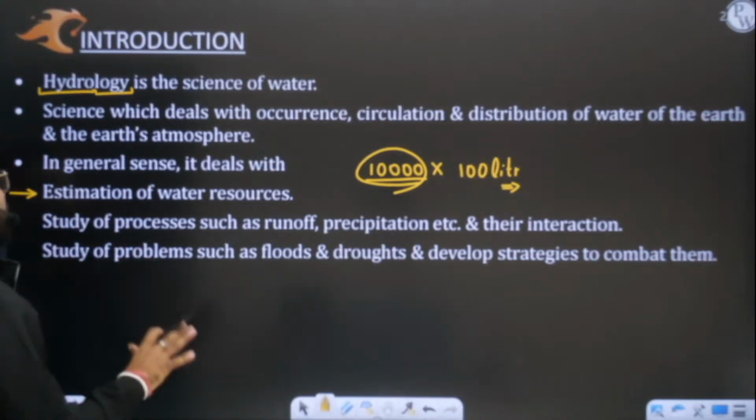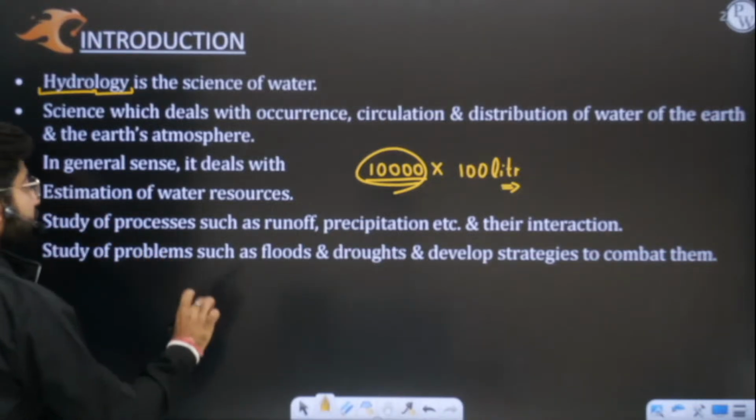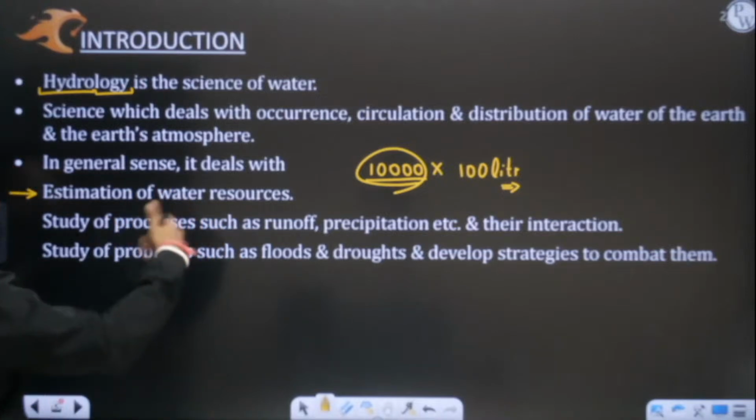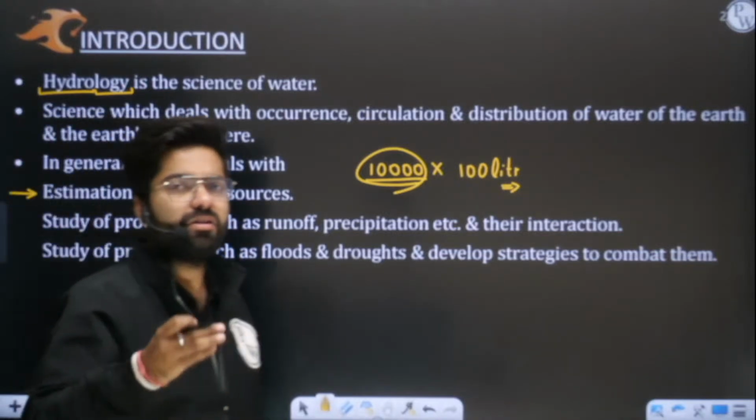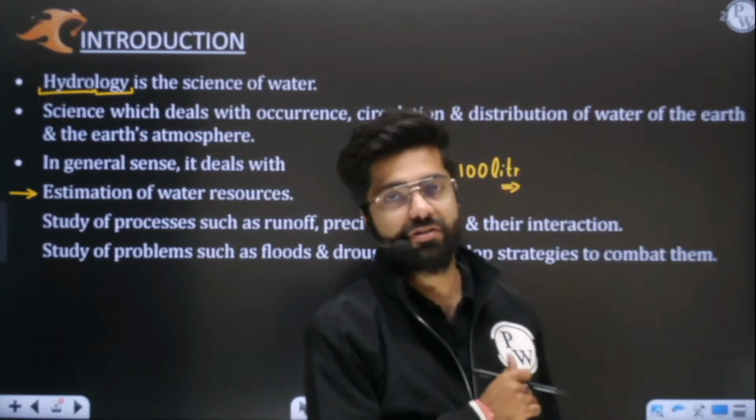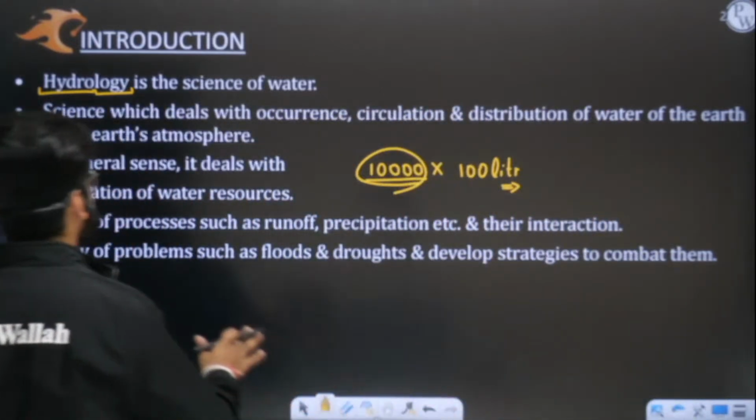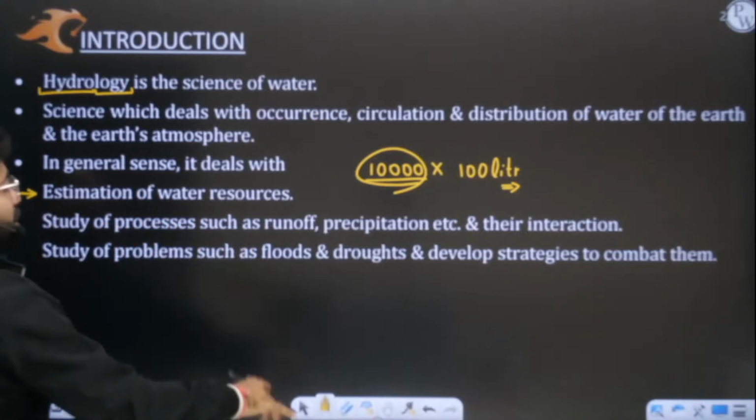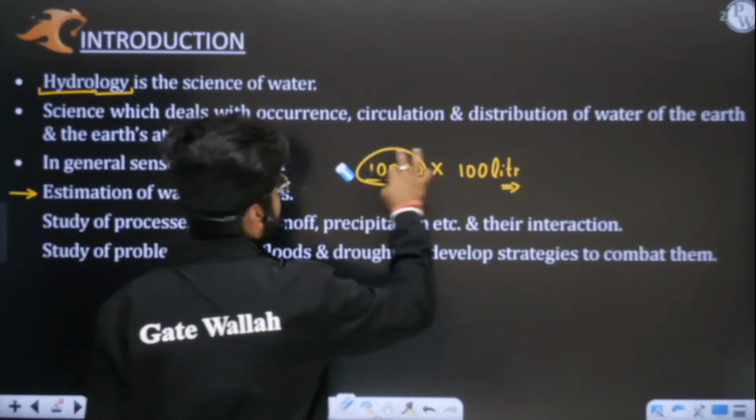So firstly we have to have an idea of what is the amount of water that is available in that city, in that state, or any area. Yes or no? So firstly we have to estimate water resources. We have to have an idea of how much quantity of water we have in each and every city, in each and every state.